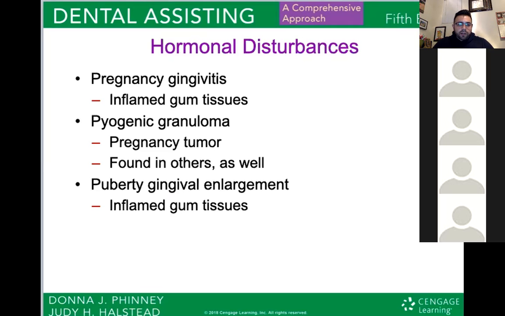Puberty gingival enlargement is where adolescents may develop swollen gingival tissue, just like pregnancy gingivitis, that will disappear over time. And all of these conditions are temporary and clear up after the hormone balance returns to normal. So a lot of these pregnancy gingivitis or pyogenic granulomas that occur in pregnant women, usually it goes away once the baby is born.